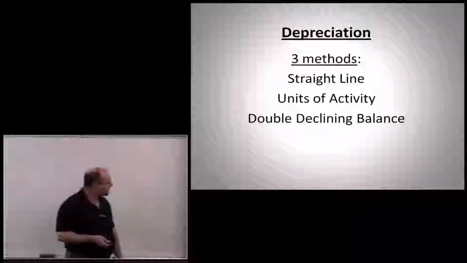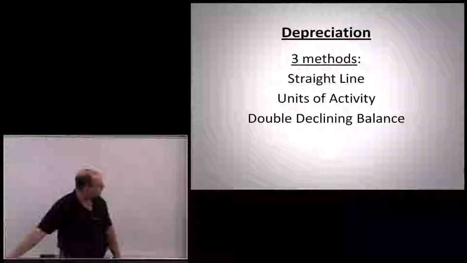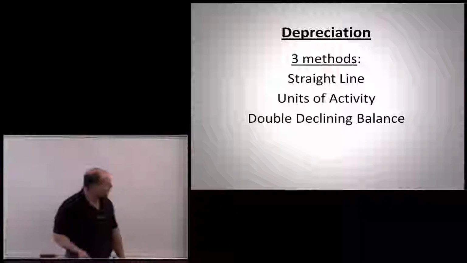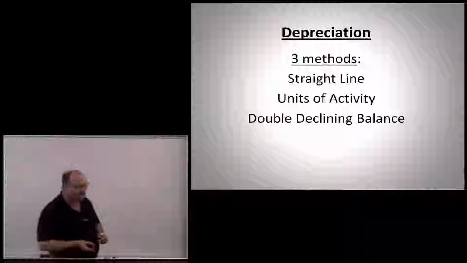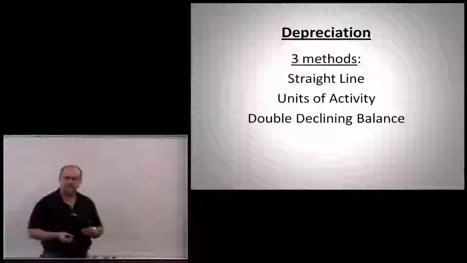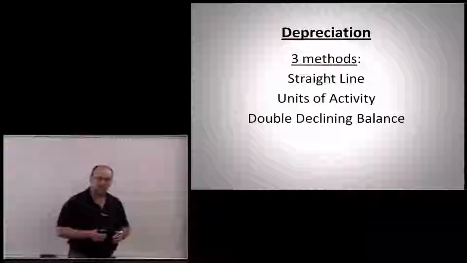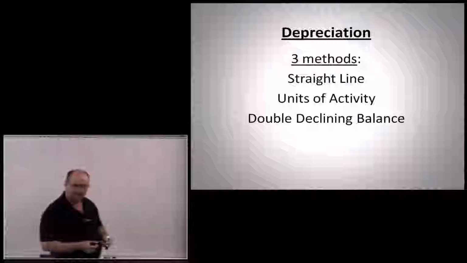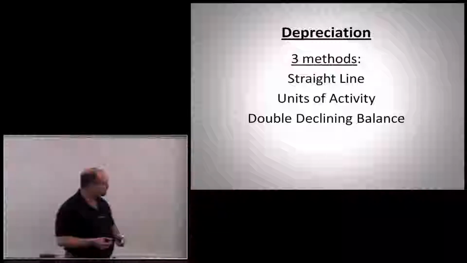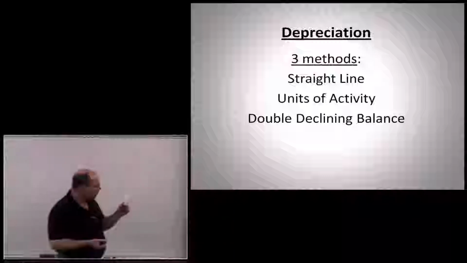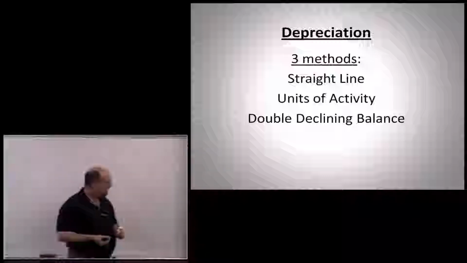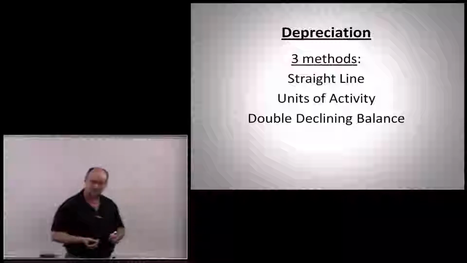We're going to look at three methods. I just want to check briefly in case I skipped a slide there. Okay, this thing advances pretty quickly. We're going to look at three different depreciation methods. There are a few others, but given that this is a financial accounting class and it's not an advanced accounting class, we're simply going to look at straight line, which is by far the most popular method and the easiest method. We'll look at the units of activity method and the double declining balance method for depreciation.